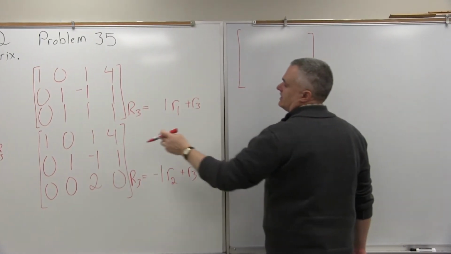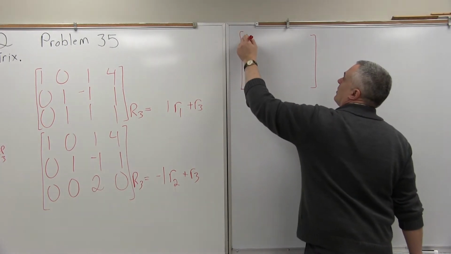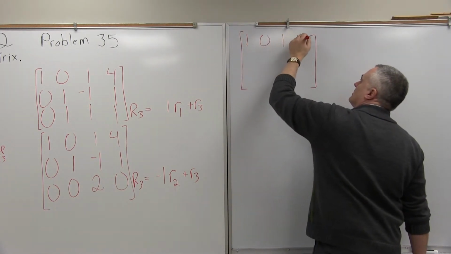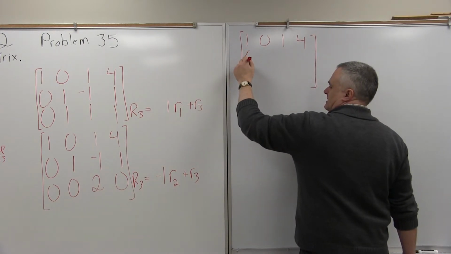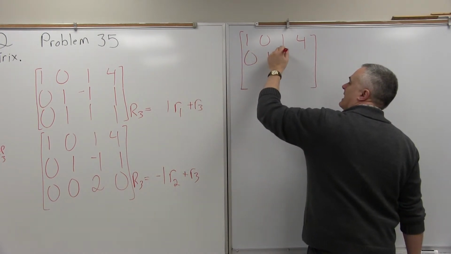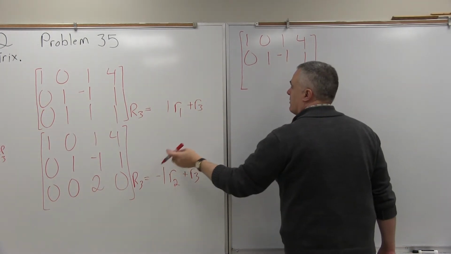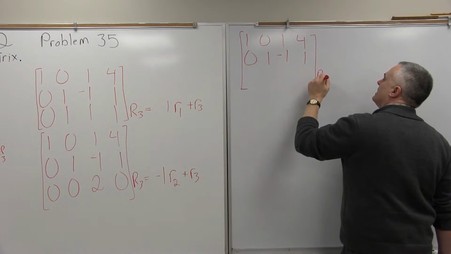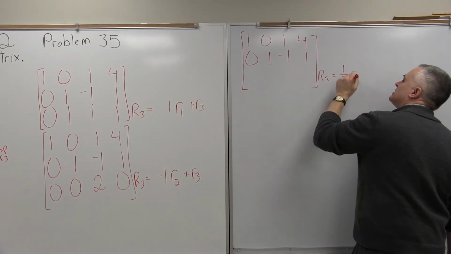And again, in the next one, the top row can stay as is. 1, 0, 1, 4. The middle row for now can stay the way it is. 0, 1, negative 1, positive 1. And the bottom row, I'm going to make a new row 3, which is 1 over 2 times the old row 3.